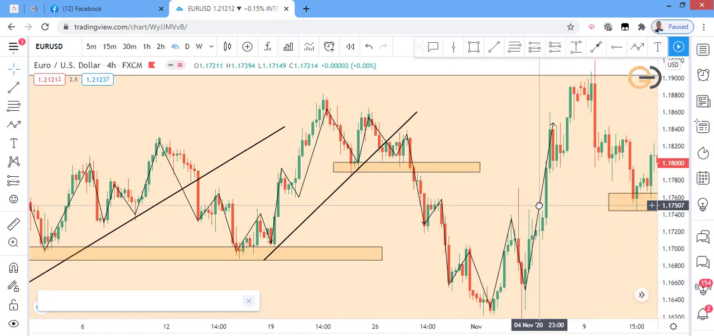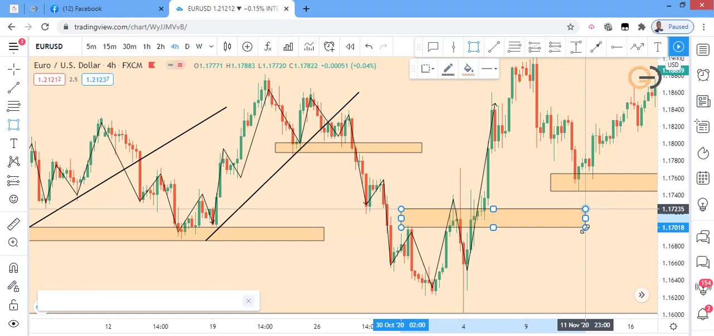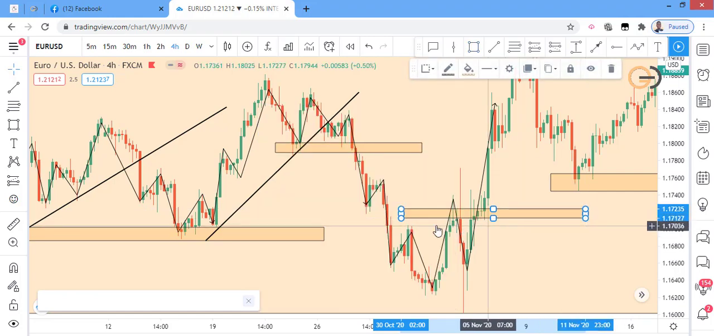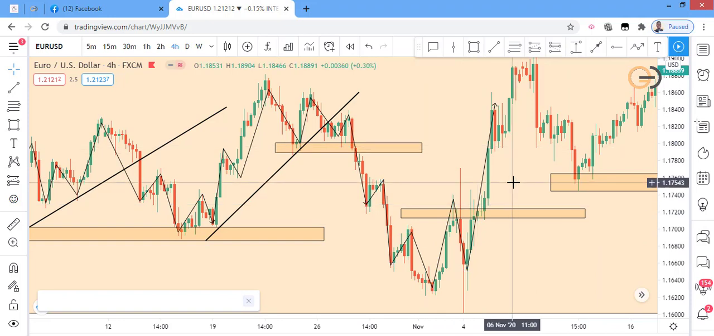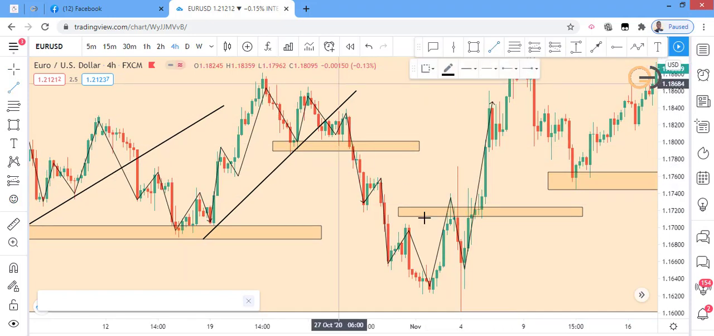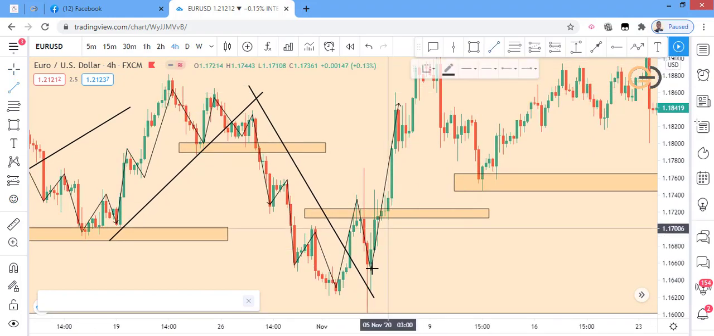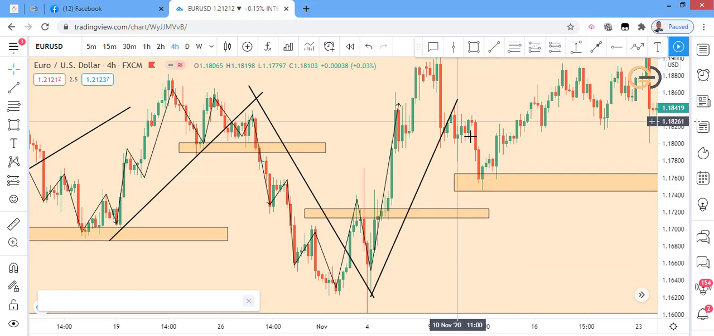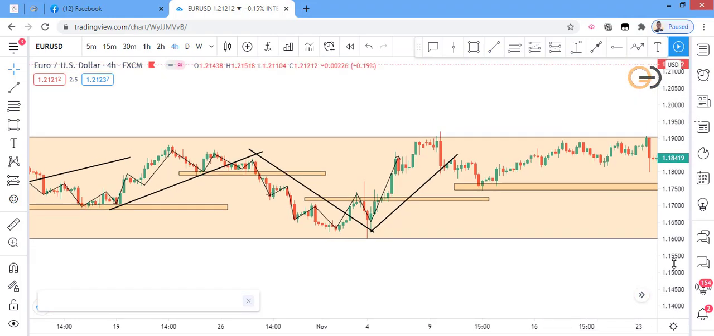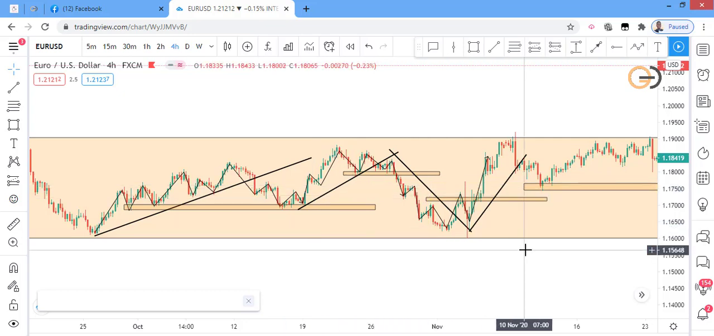Look what the market is doing. This point was broken. So the trend has reversed. First of all, the trend was down here, but now the trend is up. So you see how we decipher the market.